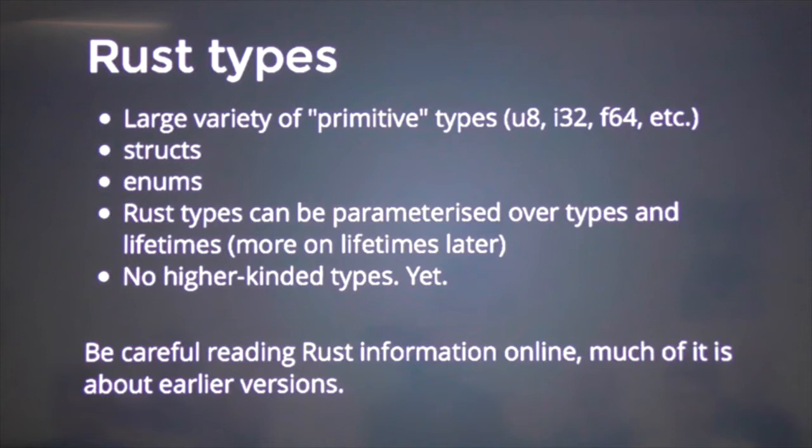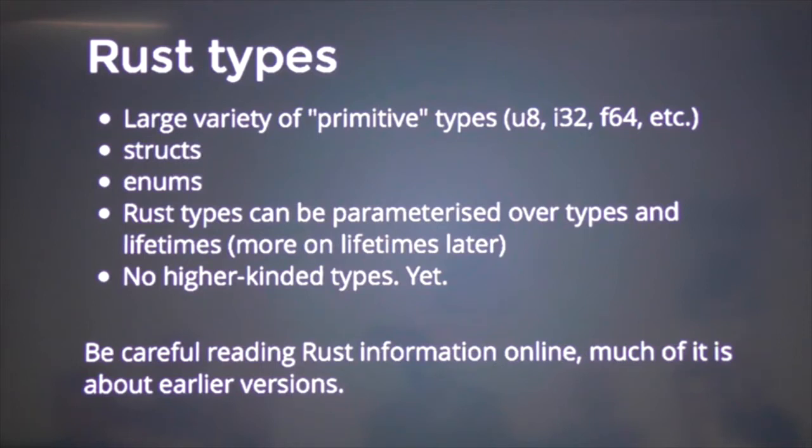It supports structs, like C. These are just places to store your data in. It has enums, which are much better than C's enum types. These are essentially a full ADT, so like a data declaration in Haskell. And Rust types can be parameterized. As well as parameterizing over types, they also get parameterized over lifetimes, which we're not going to talk about until we get to Rust's references and how it handles memory.